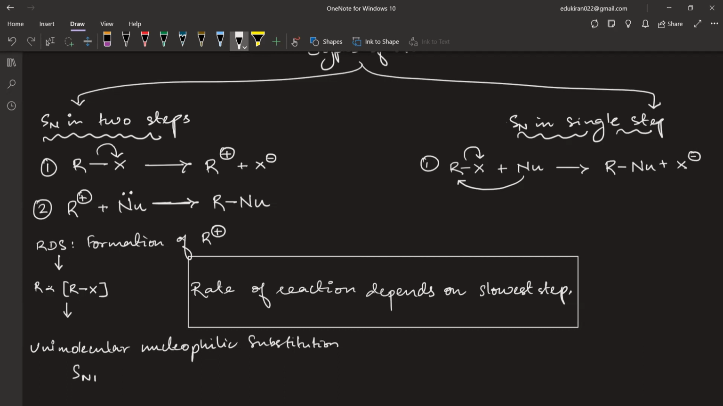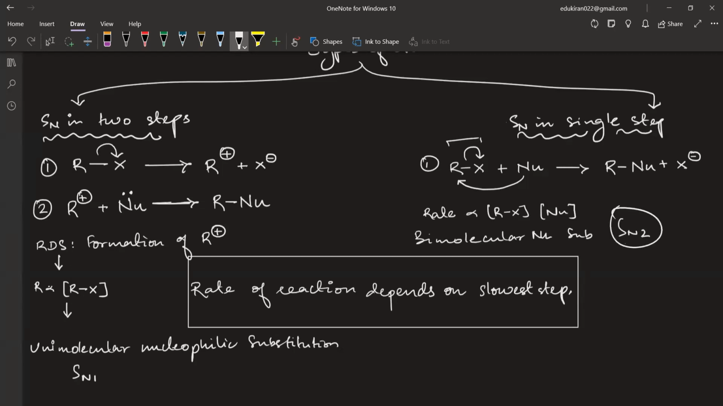And here, as you can see, we have only a single step. That means the RDS will be the first step only. Here there are two reactants, and hence the rate will depend on the concentration of RX, the substrate, as well as the nucleophile. That is why it is known as bimolecular nucleophilic substitution, SN2. So we will be learning about two types of nucleophilic substitution, SN1 and SN2. You have understood this.